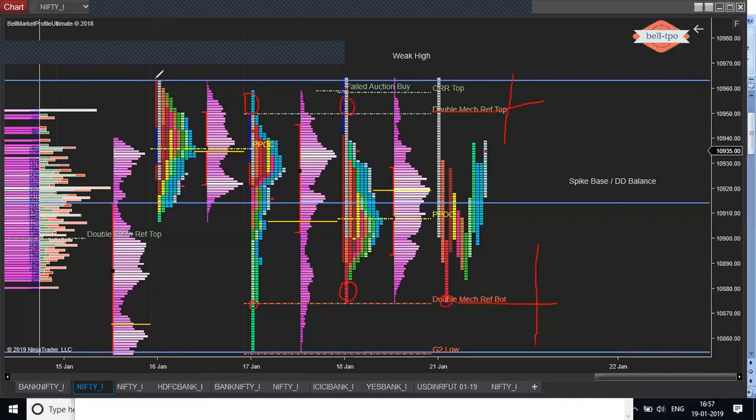And in fact, this is also one more double mechanical reference level. And there is one more ORR. So Monday, last Friday's activity is an ORR. Price opens gap up above the previous day high, quickly got back into the range, but it is a weak ORR. This ORR is a weak ORR, which means stops are there.